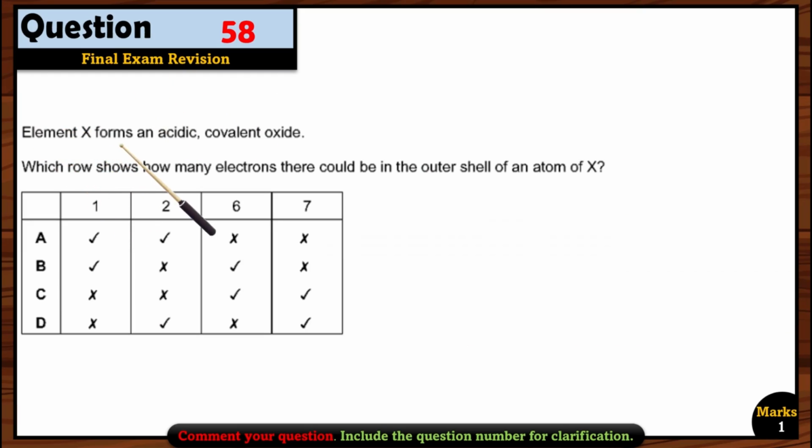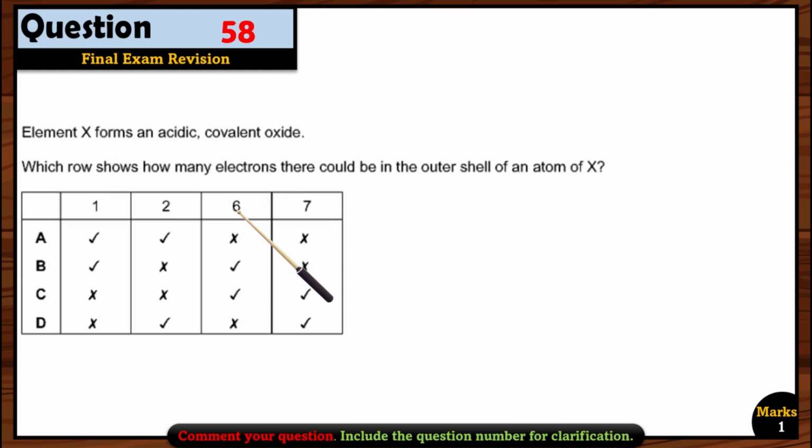Question 58. Element X forms an acidic covalent oxide. Which row shows how many electrons there could be in the outer shell of an atom of X? So we already know that element X is a non-metal because it's forming an acidic oxide. So non-metals usually belong to group 4 or above 4. So 4 to 7 are non-metals.